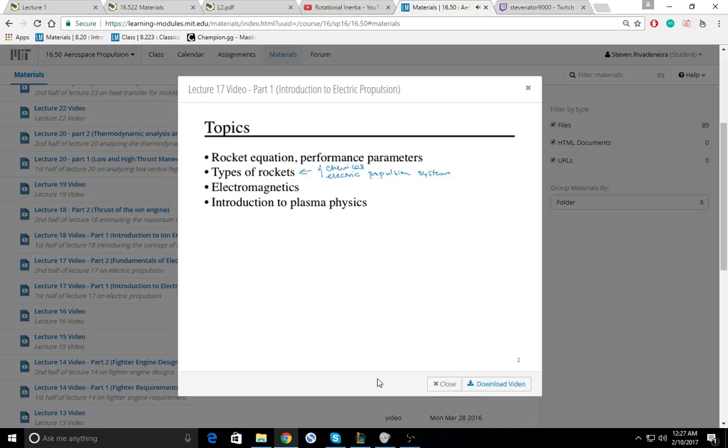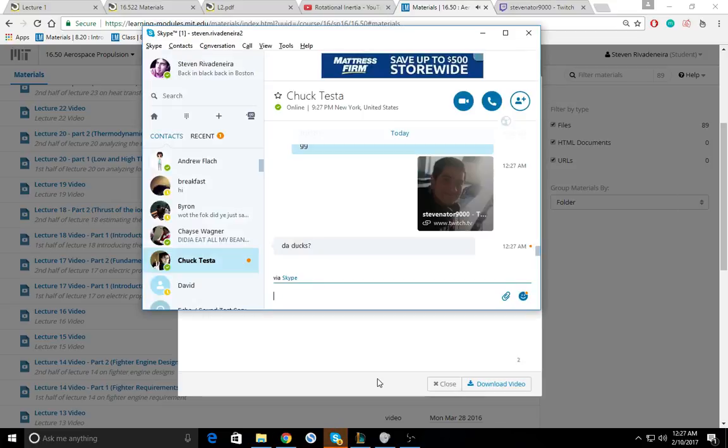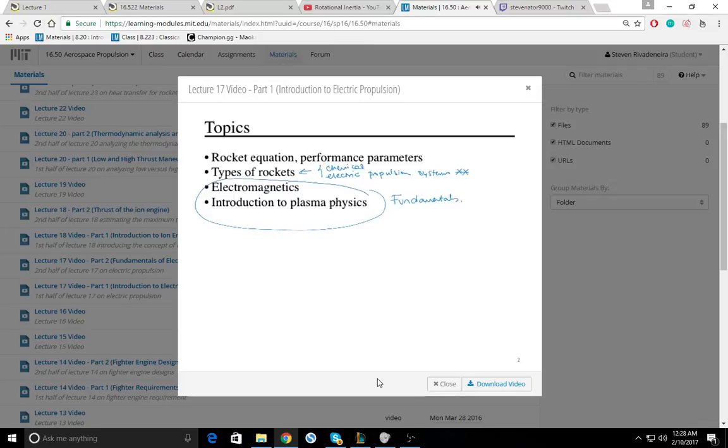For us to be able to present these engines, we have to introduce some fundamentals, and this is going to be the core of today's class. So we will do a little bit of electromagnetics and an introduction to plasma physics.